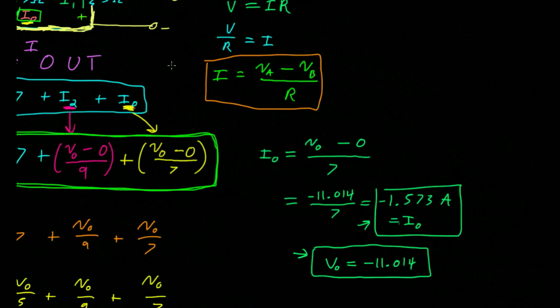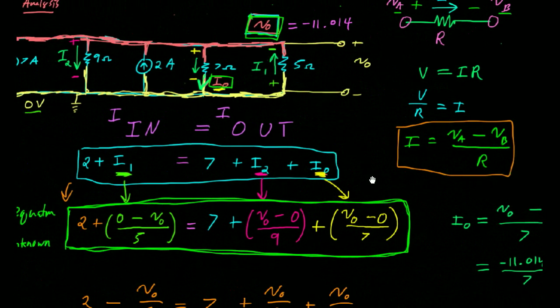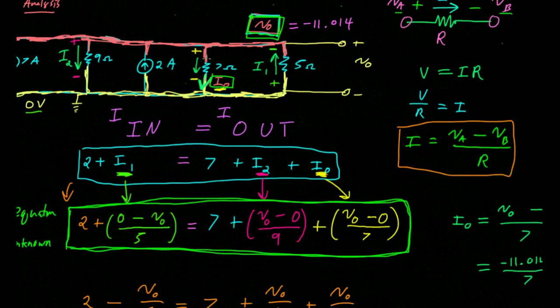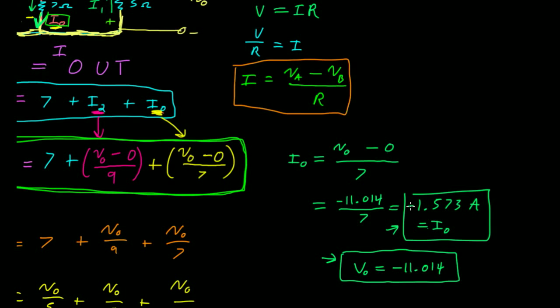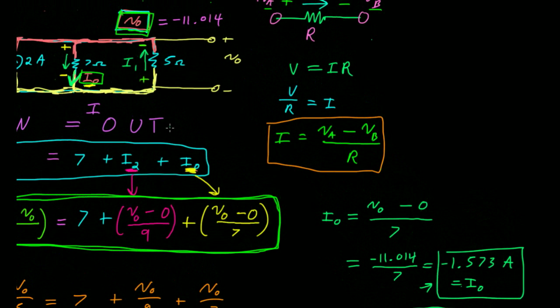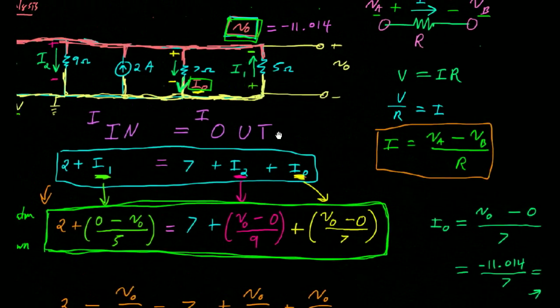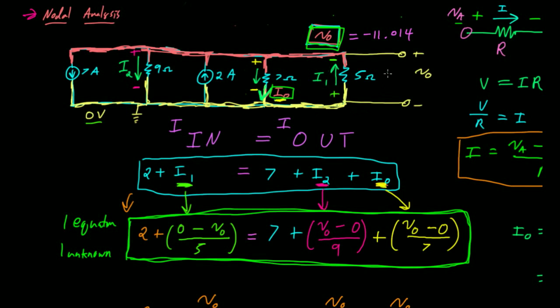We also got the answer for our current I0 in the circuit, which was the current that flowed from top to bottom through that 7 ohm resistor right here. We calculated that that current was equal to minus 1.573 amps. So what I want to do in this video is simulate this circuit using an online tool called Circuit Lab. That's one way that we can check our answer. If you're interested in learning how to use Circuit Lab, hopefully this will show you how to use it.